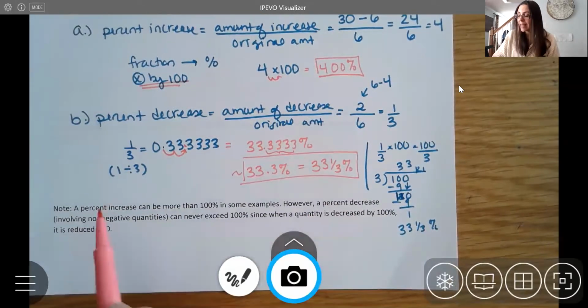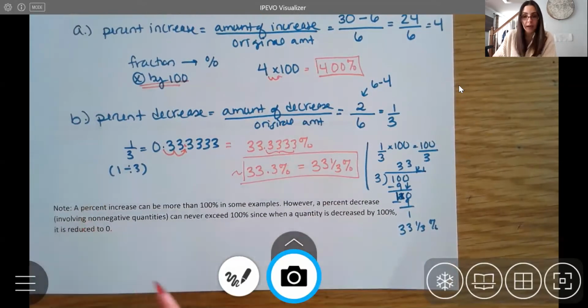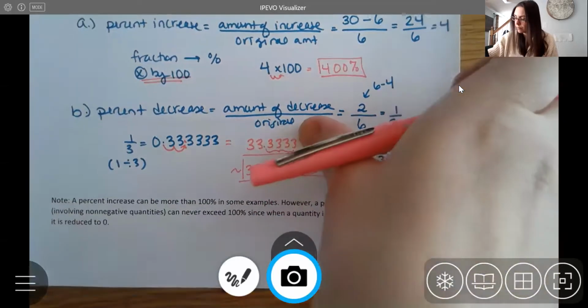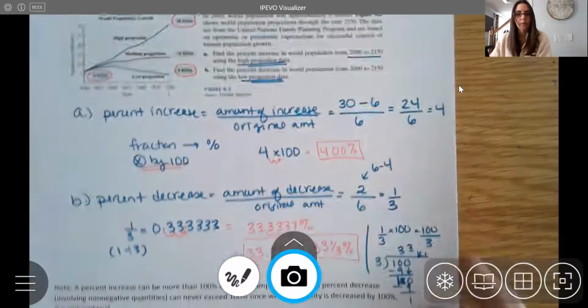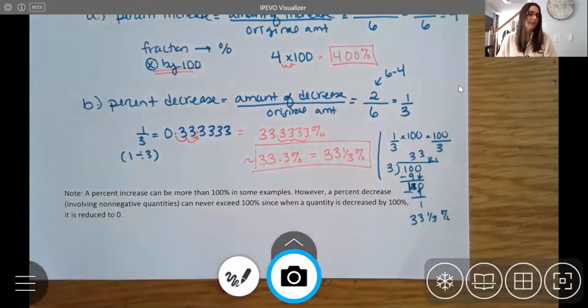Percent decrease though, unless you have negative quantities, which is a little bit different, should not exceed 100%. When you decrease a quantity by 100%, it is completely reduced to 0, right? So if you buy something at the store and someone says, oh, it's 100% off today, that means it's free. So you shouldn't have any percents more than 100 for an amount of decrease. Again, unless you're allowing for negatives, that's a little bit different. But for most of our examples, we don't. All right, so there's our percent increase and our percent decrease.